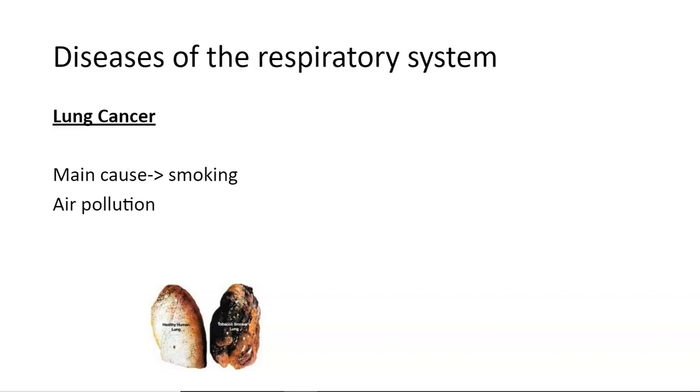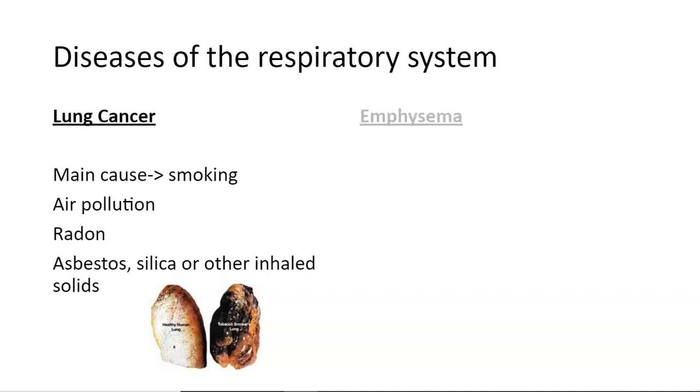You also have air pollution, radon, asbestos, silica, or other inhaled solids that can also contribute to lung cancer. What happens is this increases the damage to the lung tissue, and as those cells regenerate, they're more likely to accumulate mutations, and those mutations could result in cancer. So mutagens or physical damage to the cells that requires them to go through that cell cycle more times increases the likelihood that you would have a cancer anywhere.